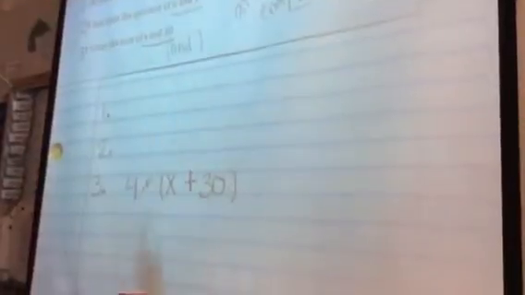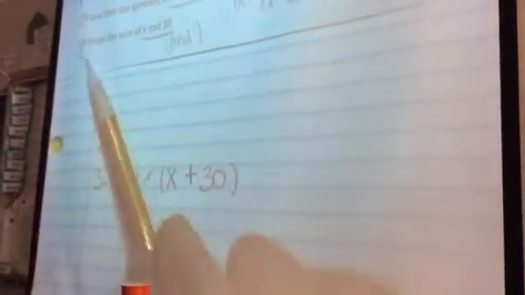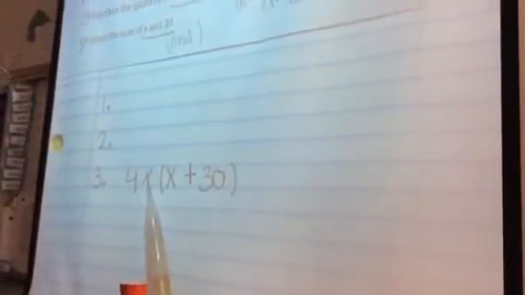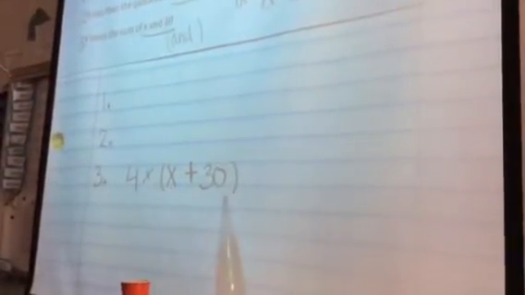So remember that x and 30 are going to go inside of parentheses. And then I have the word sum here. So I'm going to go to my math journal, and I see that sum means plus. So I'm going to put an addition sign right there. So here it is written out in words, and here it is written out in an algebraic expression. 4 times the sum of x and 30. So here I have 4 multiplied, parentheses, x plus 30.